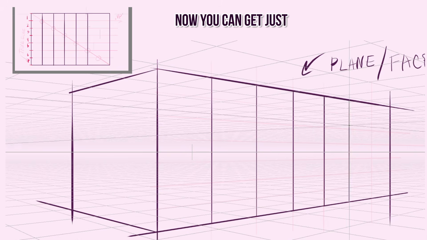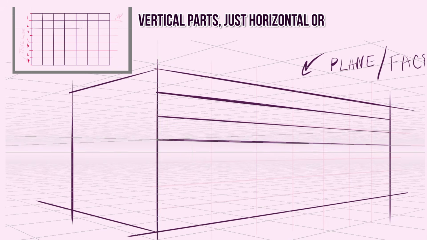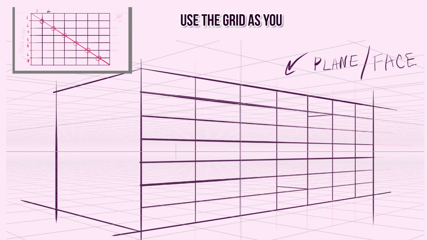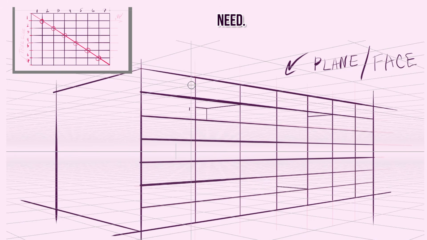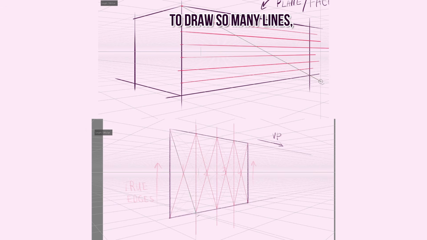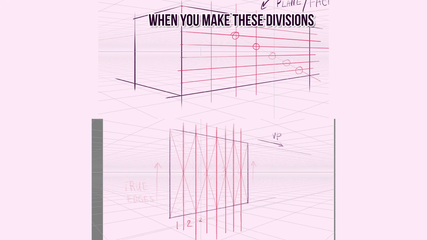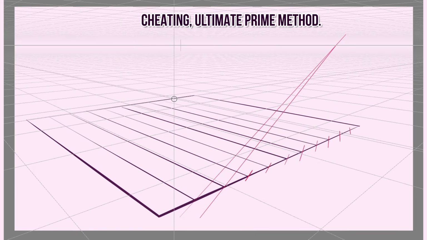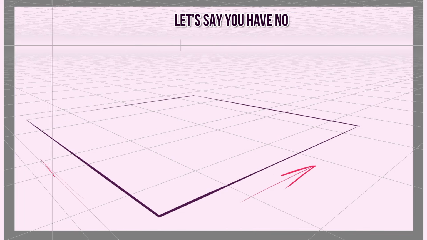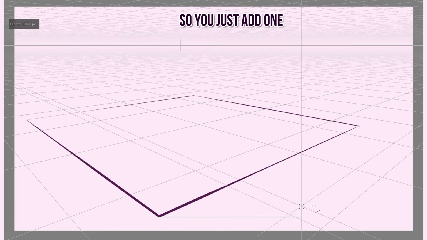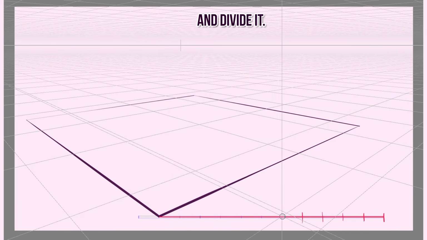Now you can get just vertical parts, just horizontal, or cells. Use the grid as you need. And if you don't like to draw so many lines when you make these divisions in perspective, we have the best, almost cheating, ultimate prime method. Let's say you have no true edges to divide at all, so you just add one and divide it.